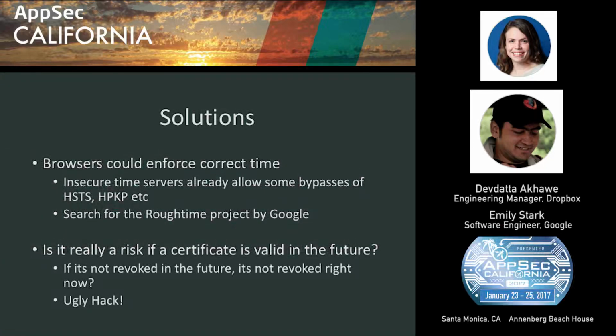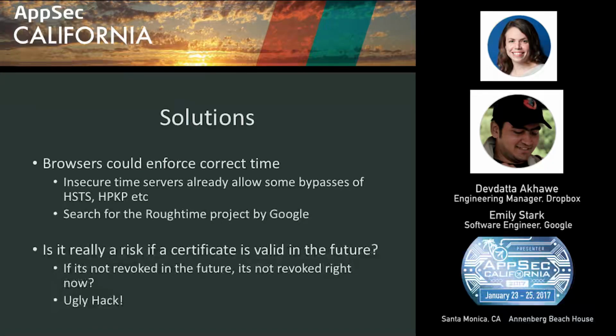So what are the solutions? Browsers could enforce a correct time. It's already a problem because insecure time services allow bypassing HSTS, HTTP, and all these mitigations. And browsers are working on this, the Roughtime project by Google. You can Google for that if you're interested in learning more.